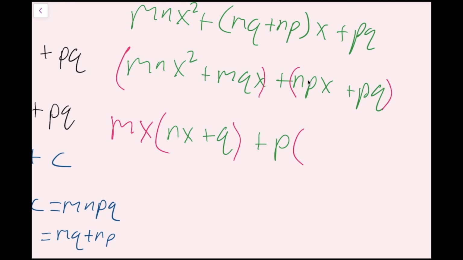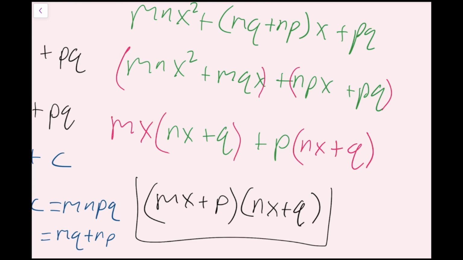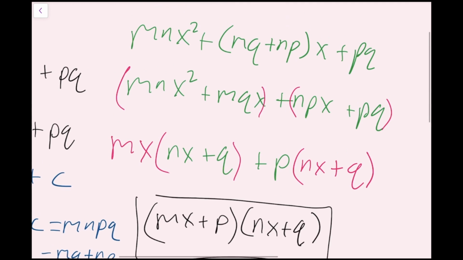And then over here, what's left is nx. And then plus, well, if I factor a p out, I just have q. Notice that here I have nx plus q, and then here I have nx plus q. Well, I can use the reverse distributive property to rewrite this whole thing as mx plus p times nx plus q.